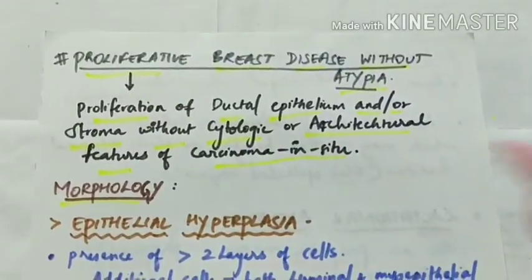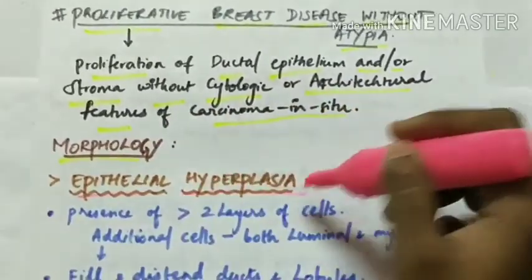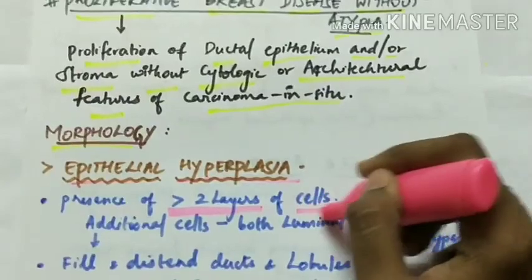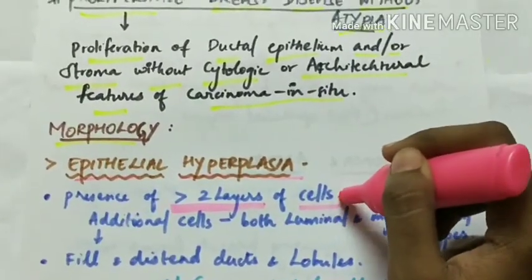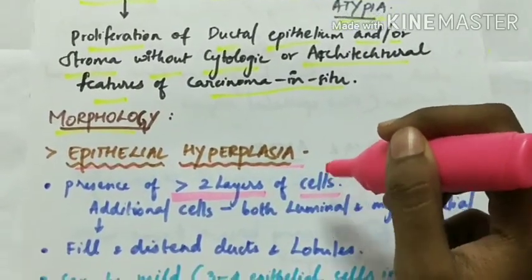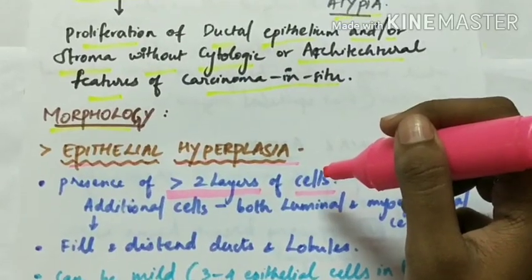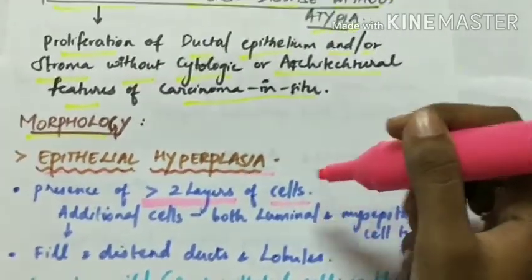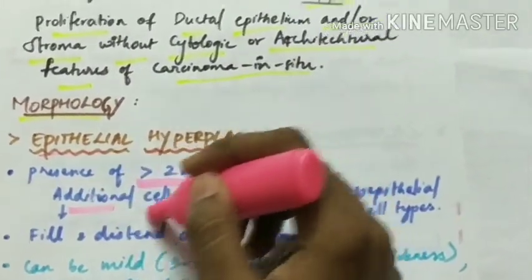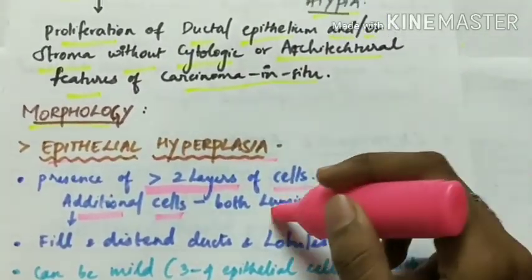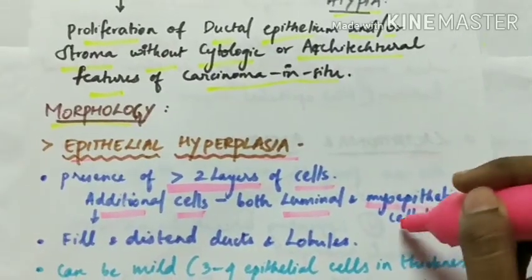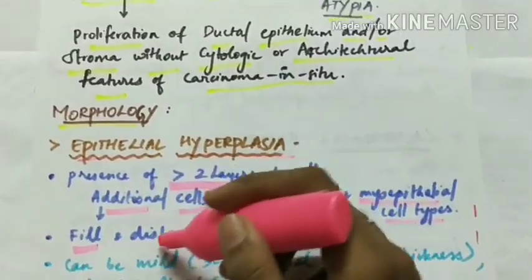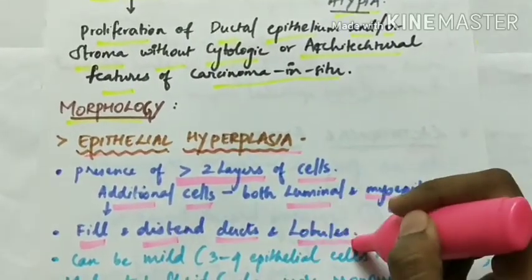Morphology. First is epithelial hyperplasia. This is characterized by the presence of more than 2 layers of cells. So normally it consists of 2 layers of cells. One is myoepithelial cells, which is the outer layer, and the inner luminal layer. Here there are additional cells which have both luminal and myoepithelial cell types, and these additional cells fill and distend the ducts and lobules.